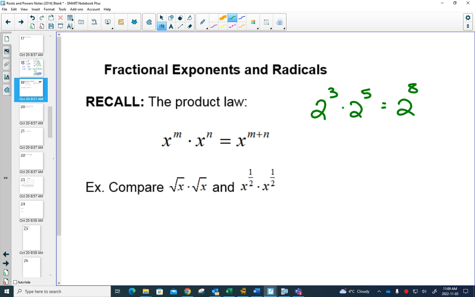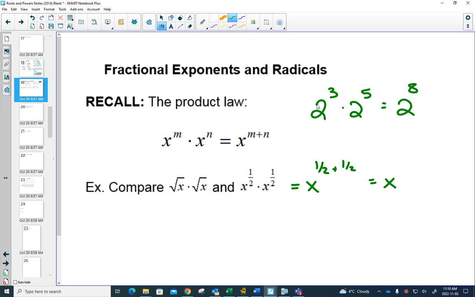So if I have x to the half times x to the half, that would be x to the half plus half, which is just x to the, oh, how do we add fractions? Half plus half? It would be a whole, right? Keep the denominator, it would be 2 over 2. It's going to just be x to the 1, so we don't even have to write anything.